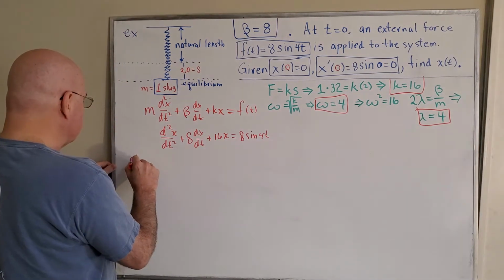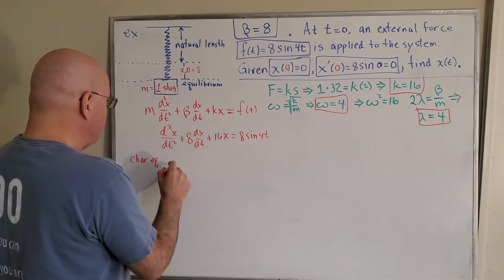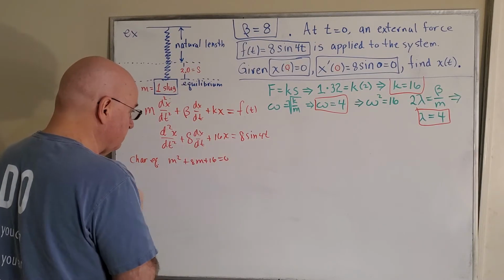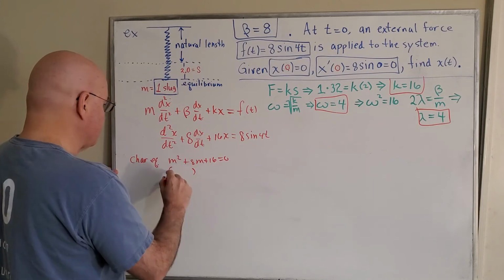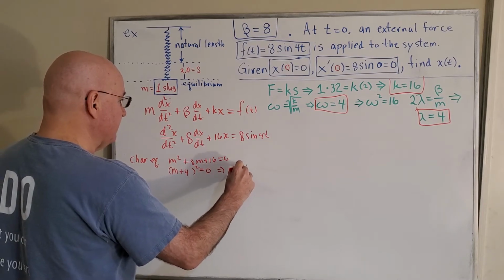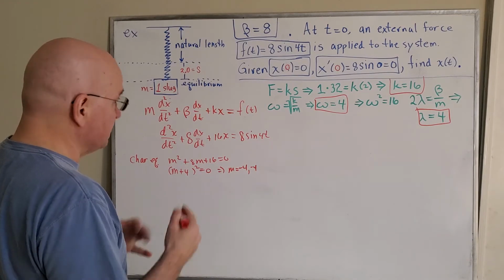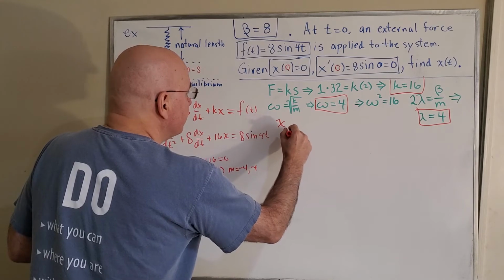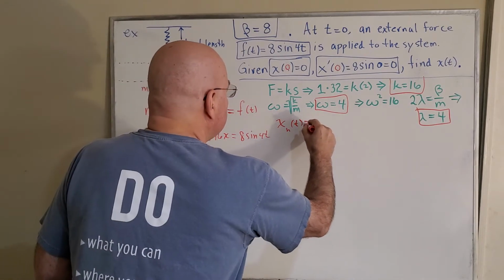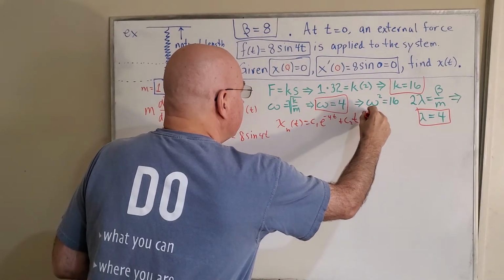So the characteristic equation, which remember is only giving us the homogeneous solution as if the right side is 0, would be m squared plus 8m plus 16 equals 0. And that's a perfect square: m plus 4 squared equals 0. So m is equal to negative 4 twice. It's a repeated root, so we already know the solution to the homogeneous part, x sub h of t. That would be C1 e to the negative 4t plus C2 t e to the negative 4t.